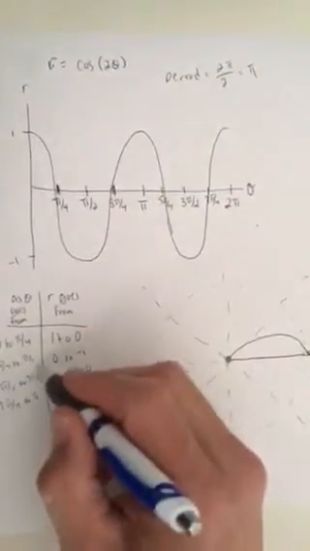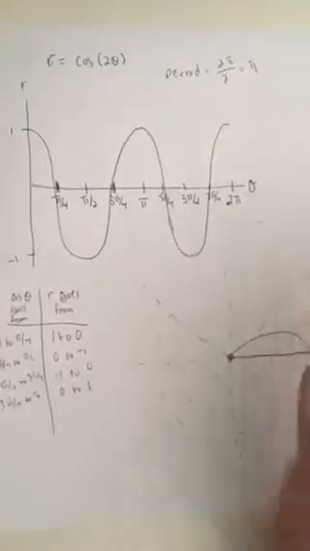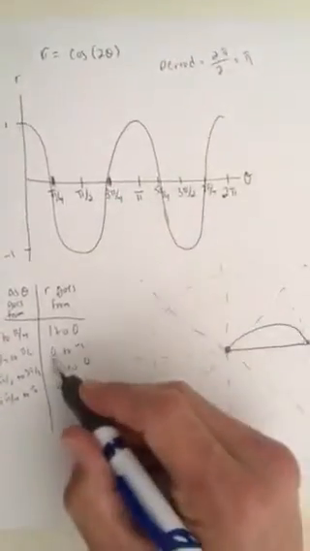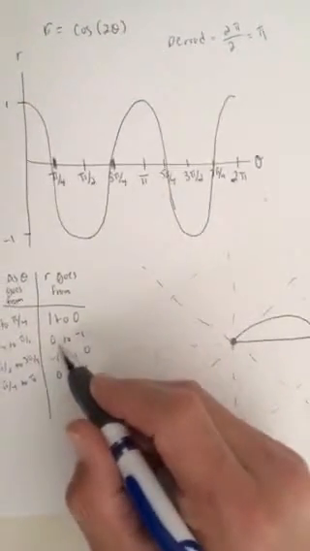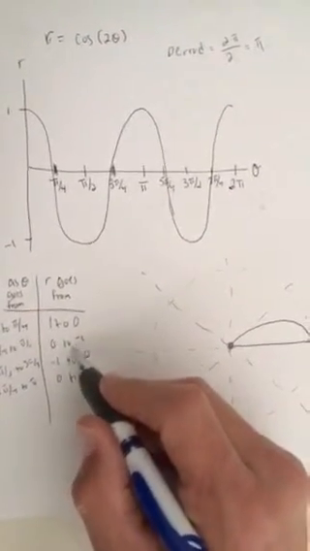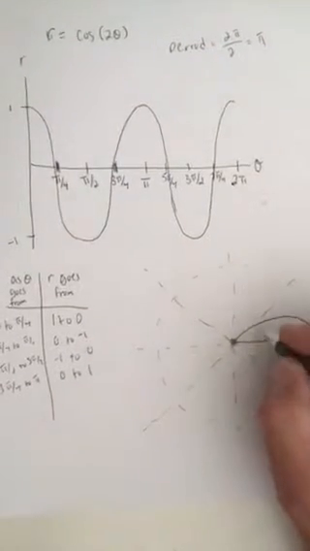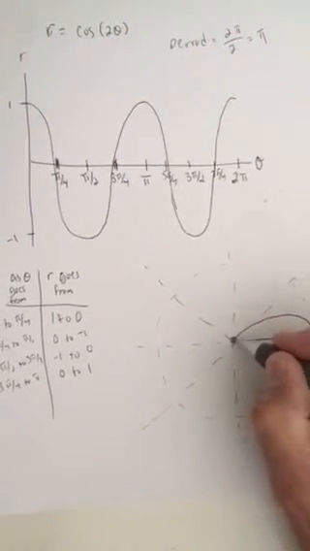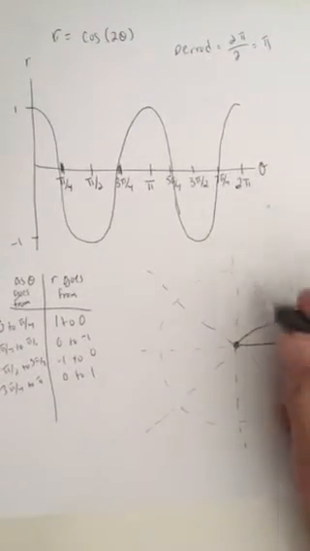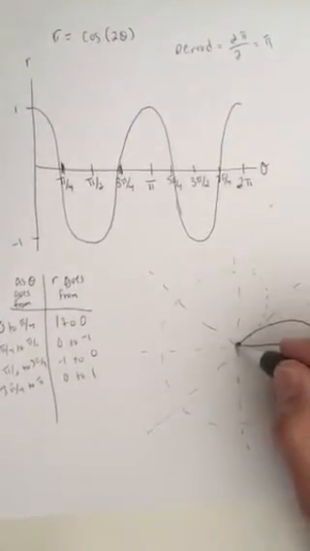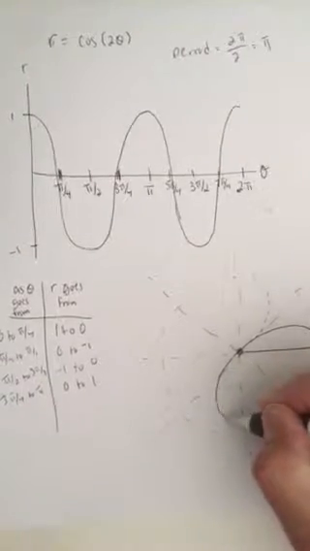Now as I go from pi over 4 to pi over 2, I go from a radius of 0 to a radius of -1. Well, I usually do it from 0 to 1, and then I just flip it with respect to the pole. So let's do it from 0 to 1. If I rotated from 0 to 1, it would have looked like this. But if I look at that flipped image, it'll actually look something like that, okay?